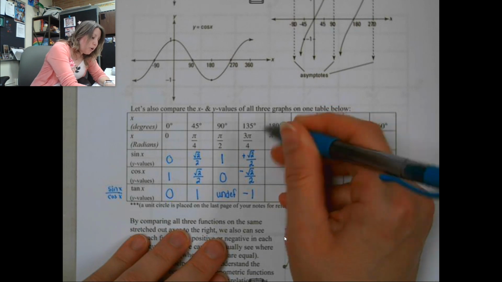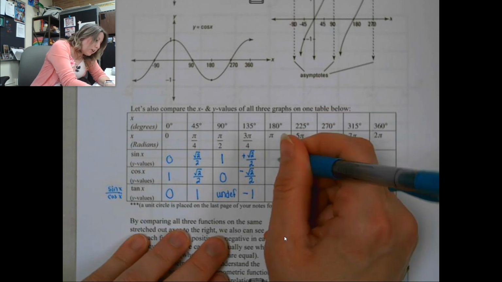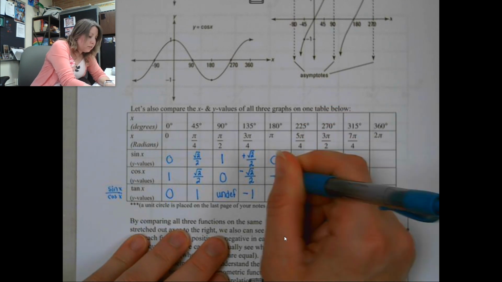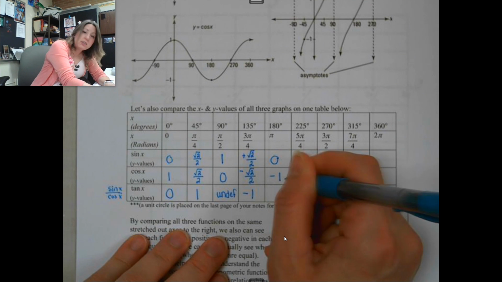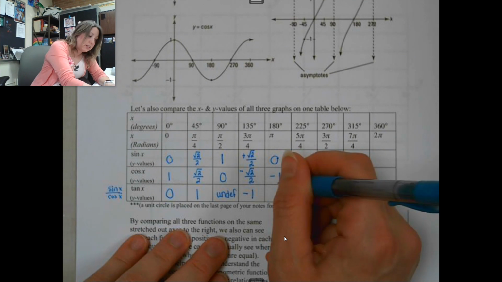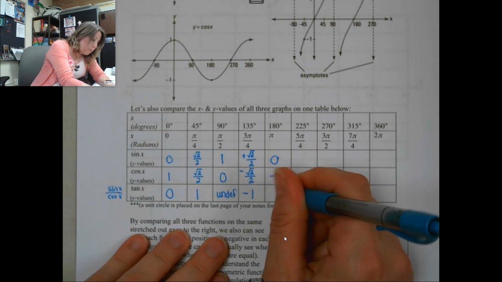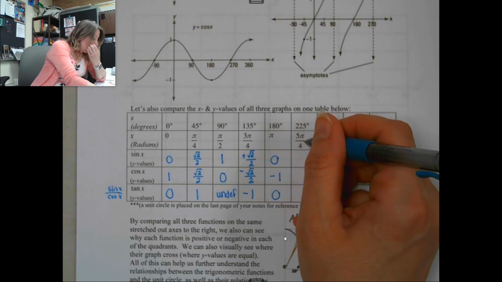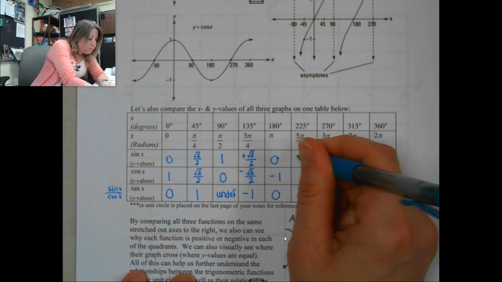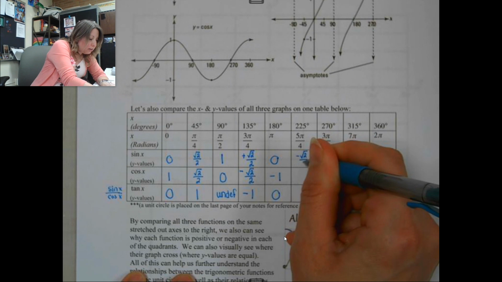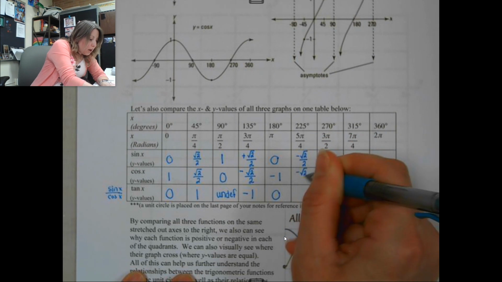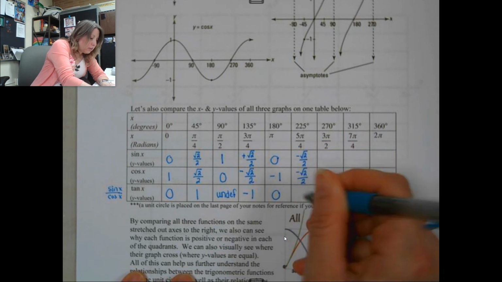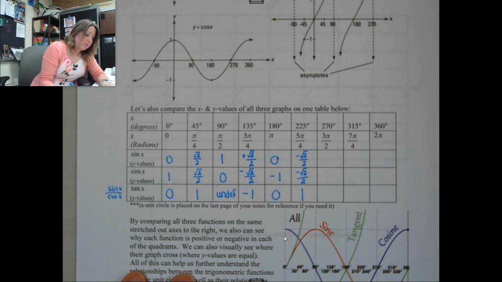We get down to this point of 180. Well, now we have 0 for sine and -1 for cosine. So since that's the case, we're right on the x-axis again, and we end up back at 0 here for 180. And then here with the 225, you actually have both sine and cosine negative. And as a result, a negative divided by a negative is a +1.